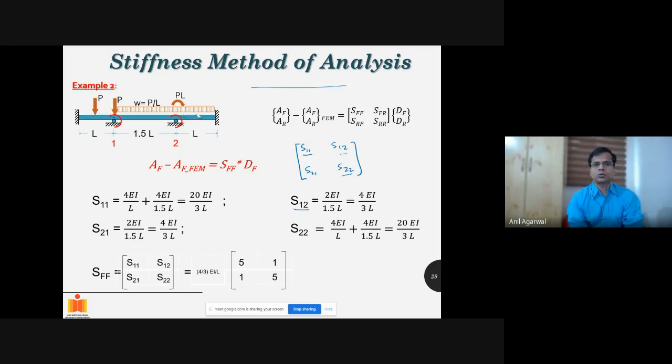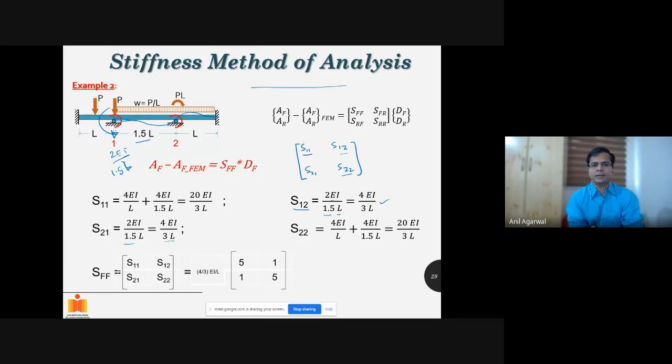Moving forward, S12. S12 is basically when I am rotating this joint, that is the second degree of freedom, by a unit, that is, this is going up like this and this is going down like this. How much moment do I have to apply here? As we remember, the carryover factor was half, that is 2EI by L has to be resisted on this one. And this L will be this time 1.5. This is rotating in this direction, so the moment has to be applied in the anti-clockwise direction. So that is 2EI by 1.5L, that is 4 by 3 EI by L.